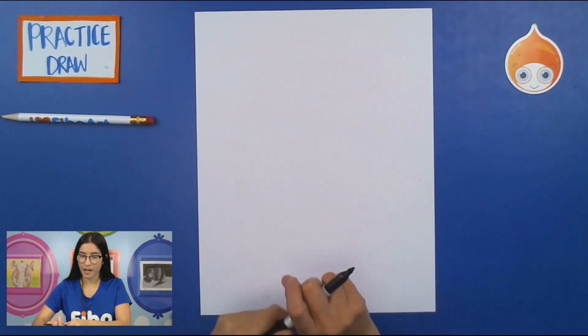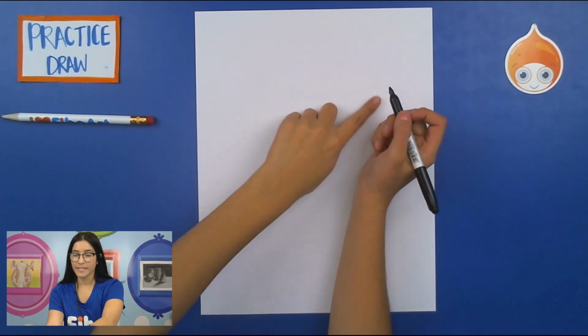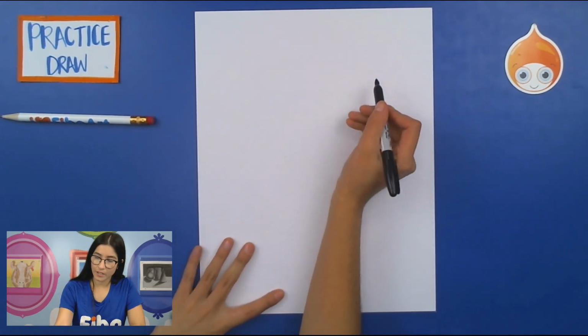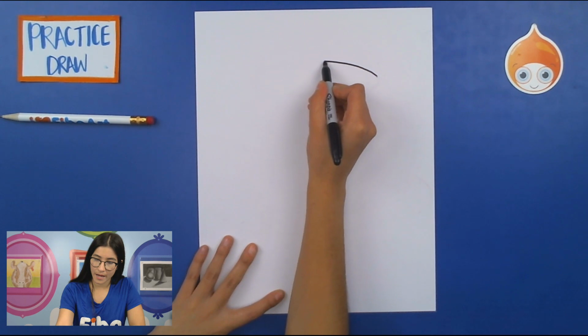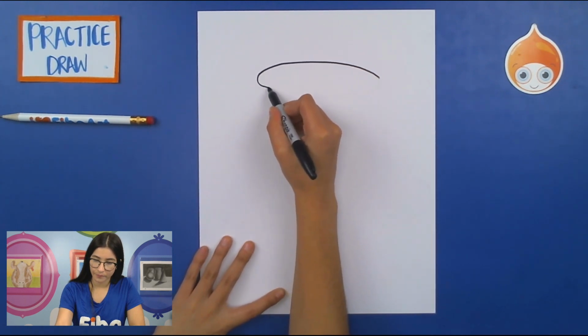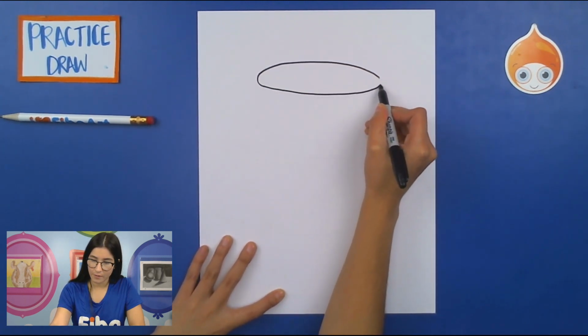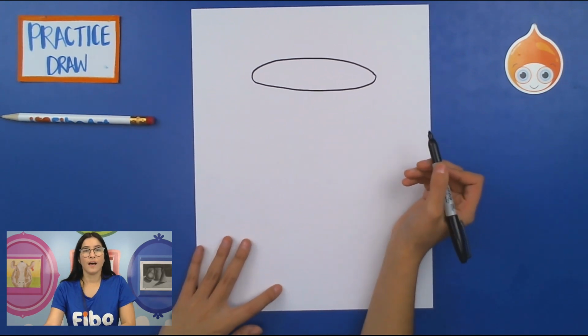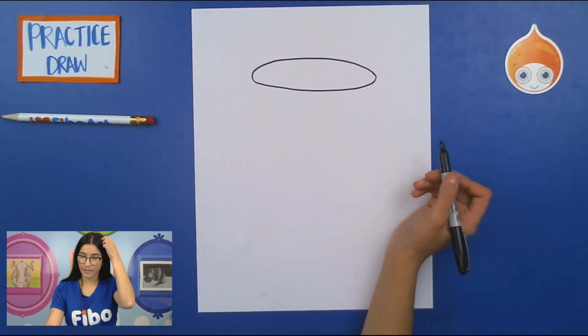Okay, so for our top layer, we're going to see the full top of it. So we want to start off with a nice wide oval. Now you don't want it to be too thick because it is the first layer, so we want it to be small enough.